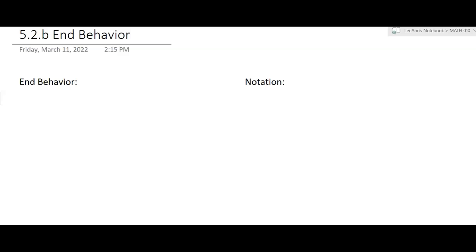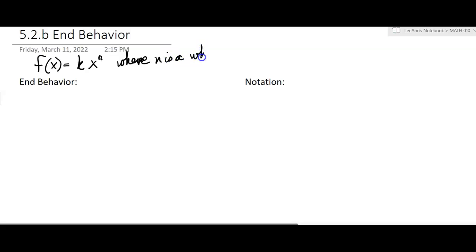All right, now we're going to be a little more restrictive in our power function. So we're going to have f of x equals k x to the n, where n is a whole number. Okay, so we're not going to have fractions for exponents, or negative numbers as exponents. N is going to be a whole number.